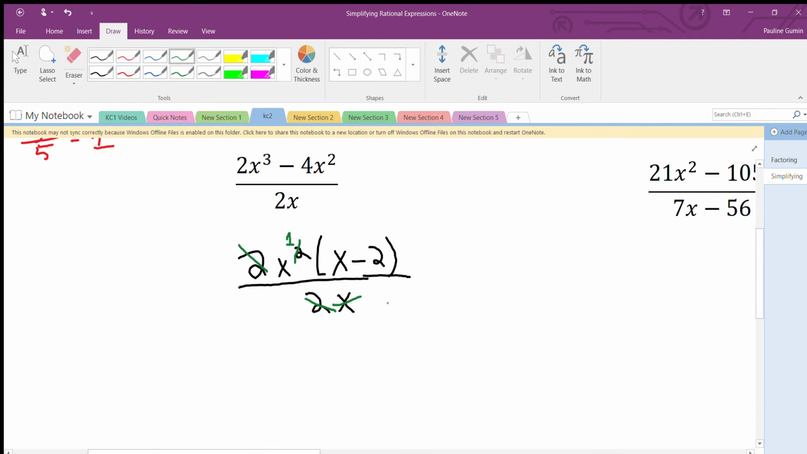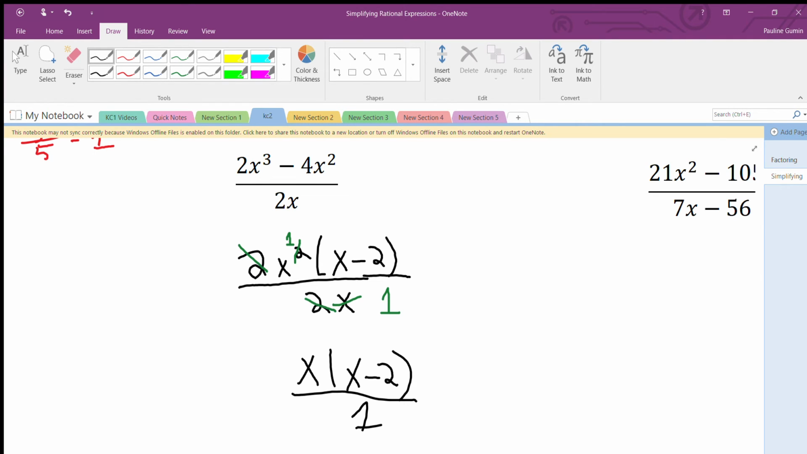Now since I canceled everything from the bottom, I technically have a 1 there. So theoretically, our answer is x times x over 2 over 1. But we really do not need that over 1. So here's our answer.